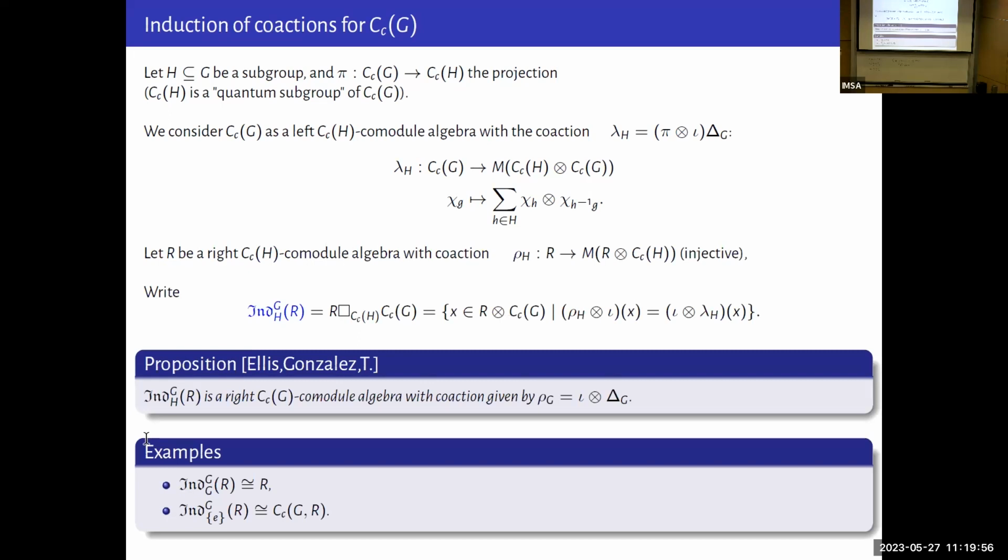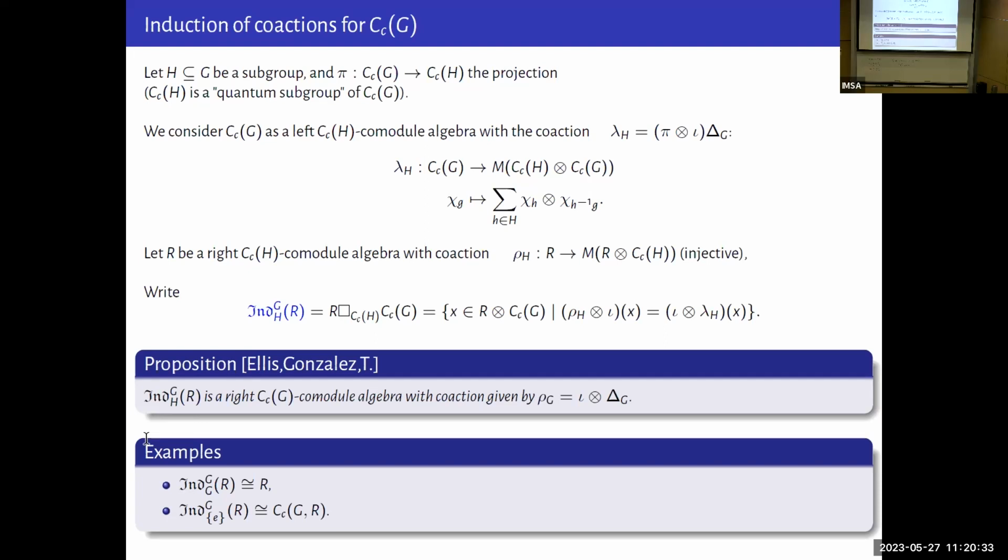Now, suppose we have R, a right C_c(H) comodule algebra with some coaction, which I call rho, and the coaction of the integral. This is the construction for the induced comodule algebra over C_c(G). What we take here is the cotensor product. That is, elements X of this tensor product are tensor C_c of G, which verifies this equality. It's like an equivalence.